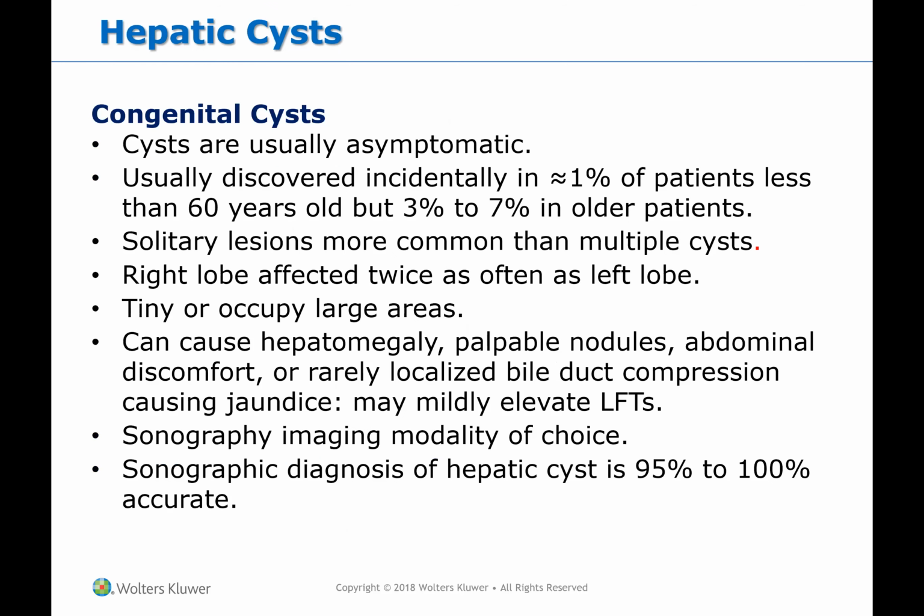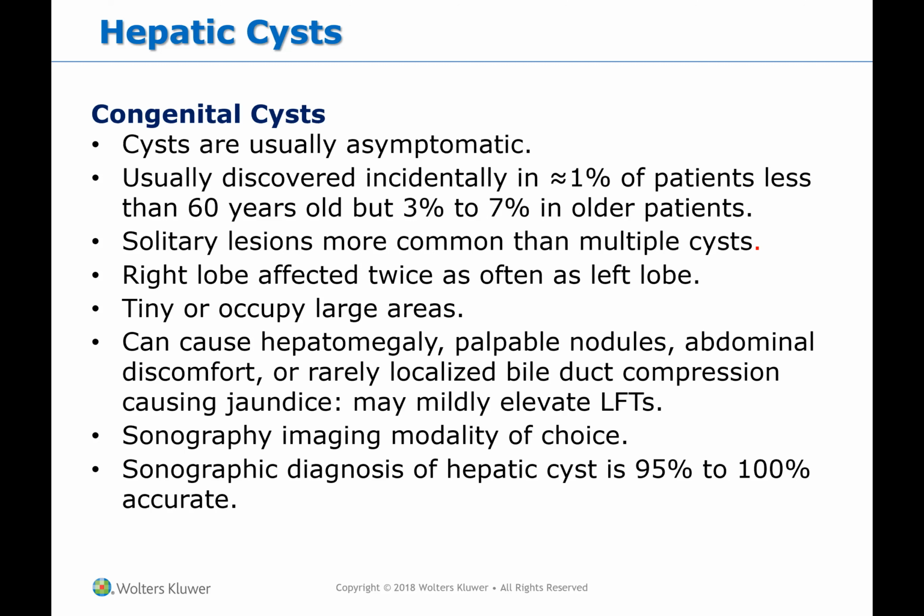Congenital cysts are usually asymptomatic and usually discovered incidentally in about 1% of patients less than 60 years old, but 3 to 7% of older patients. So it might be common for you to see a cyst. Solitary lesions are more common than multiple cysts. So you might just see a little cyst in the right lobe. They can be big or small, and they can cause hepatomegaly, palpable nodules, abdominal discomfort, or rarely localized bile duct compression.